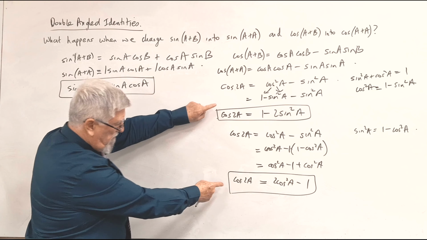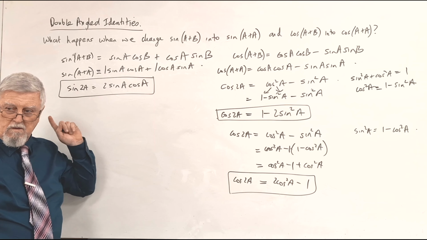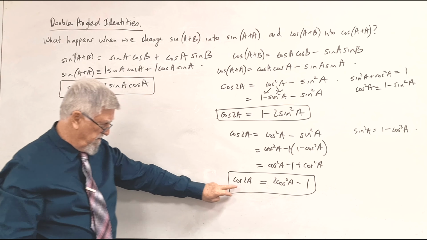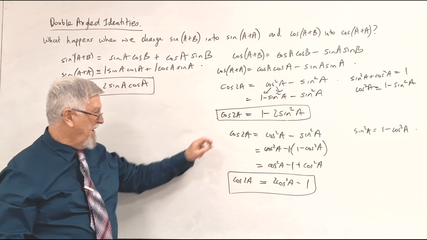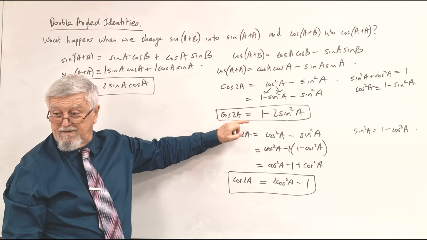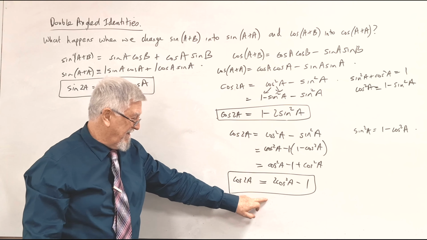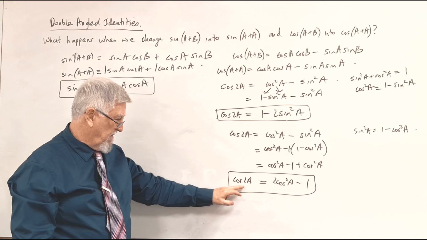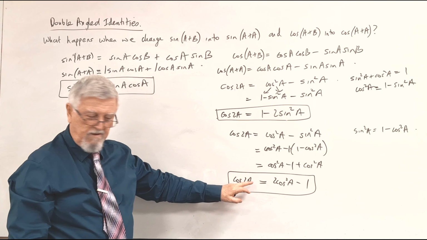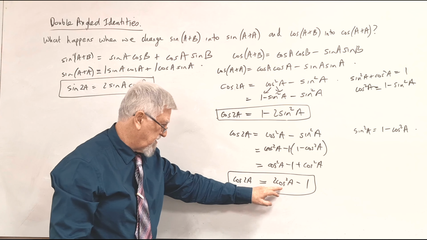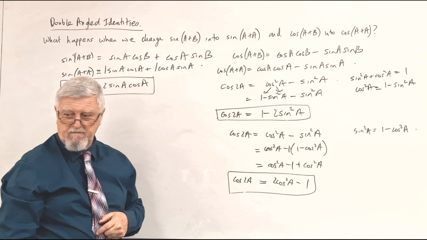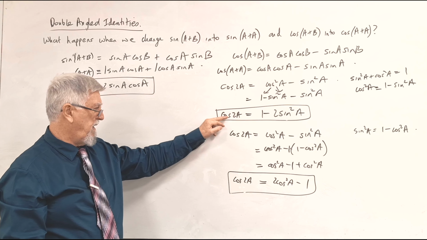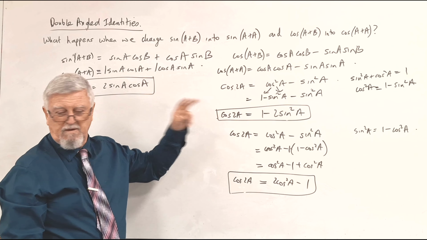So you turn 2 memorisations into 1 memorisation, because the moment you remember that one, you normally remember that one. It's almost reverse psychology too, like, don't remember that, stop trying to remember that. I only want you to remember that one. Cos 2A is 2 cos squared A, take 1. So the cos comes first. You'd expect, for cos 2A, the cos to come first. Would you expect sine to come first? No, it comes second.